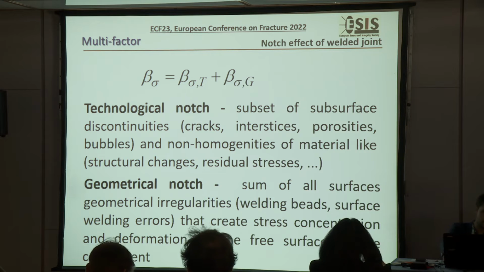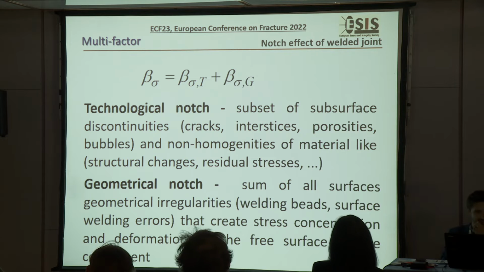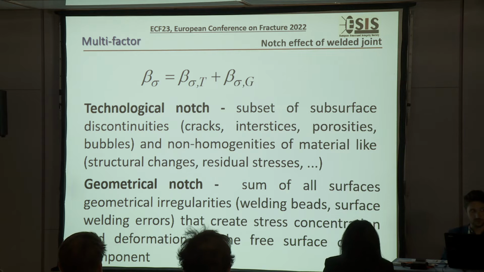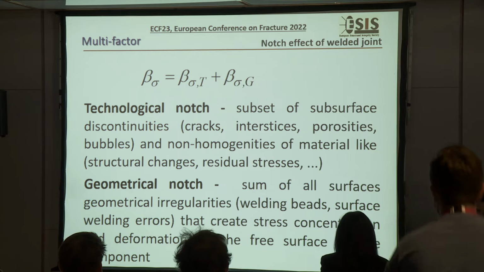The notch factor from a welded joint is a multifactorial notch. It's well known that inside the material there are very problematic parts like porosities, discontinuities, small cracks, also the heat affected zone, which changes the material properties. All this influence I named the technological part of the notch. This is the first part of the total notch factor, and the second part of the notch is possible to see on the surface. This is the geometrical part, the classical stress concentration factor. These are the two main factors.